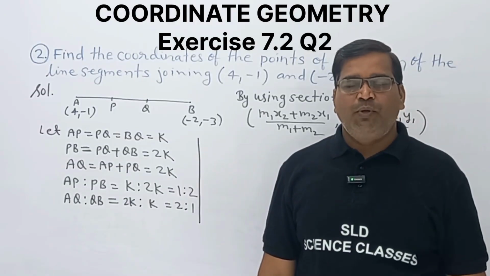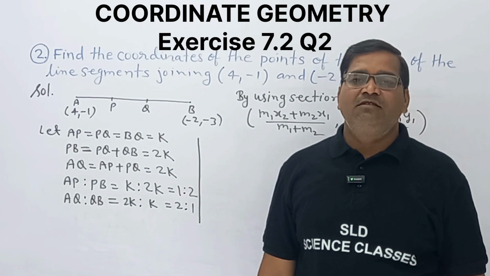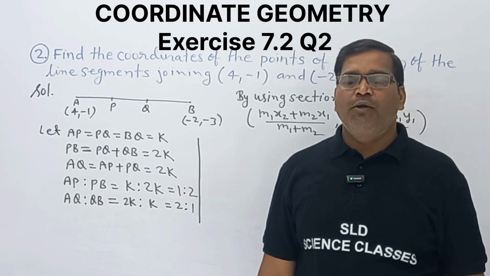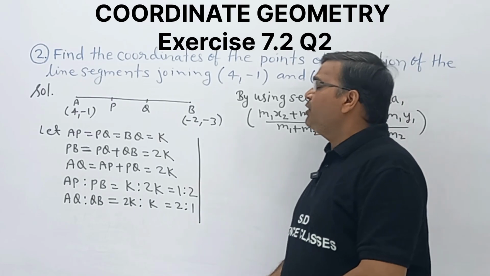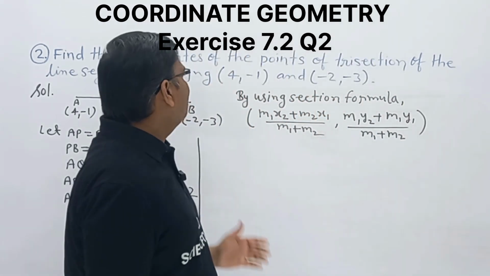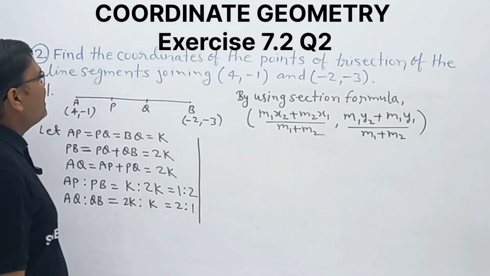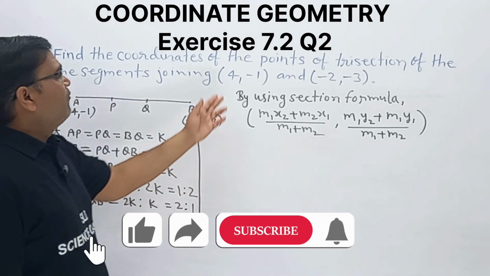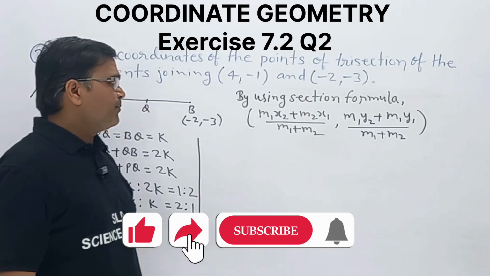In this class, we are going to discuss question number 2, exercise 7.2, coordinate geometry. Observe this question. Find the coordinates of the points of trisection of the line segment joining (4, -1) and (-2, -3).